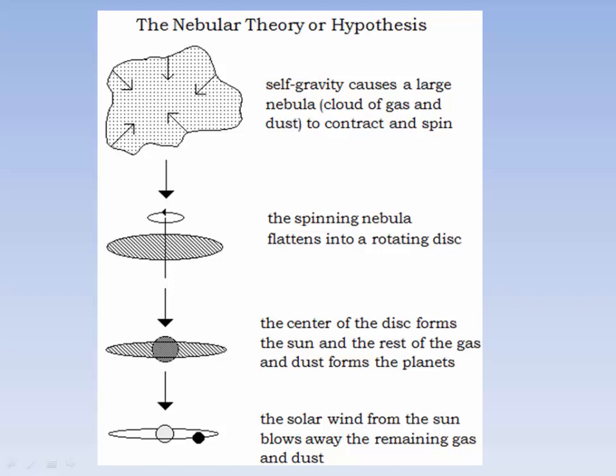So here's a compact diagram that explains the nebular theory or nebular hypothesis. So we have this large cloud of gas and dust, begins to contract, begins to spin, spins faster and faster, forms a disk. There's a bulge in the center of the disk that becomes the sun. The planets are going to form in the outer parts of the disk. And once the sun began to shine, it created the solar wind, which blew away any remaining gas and dust particles.